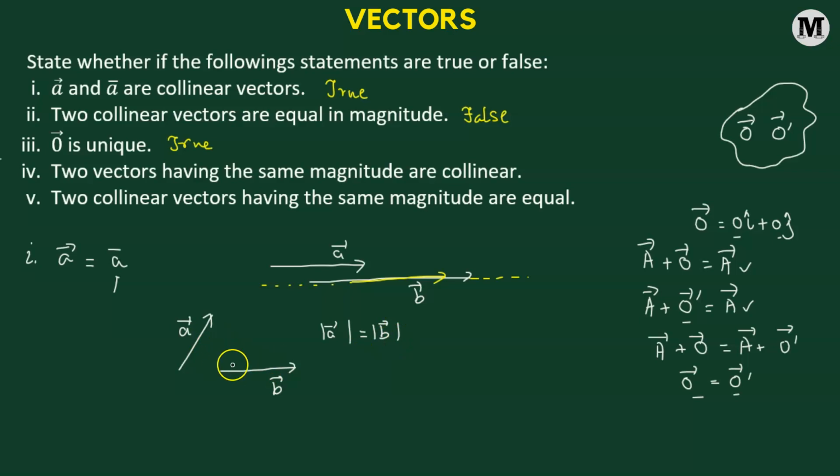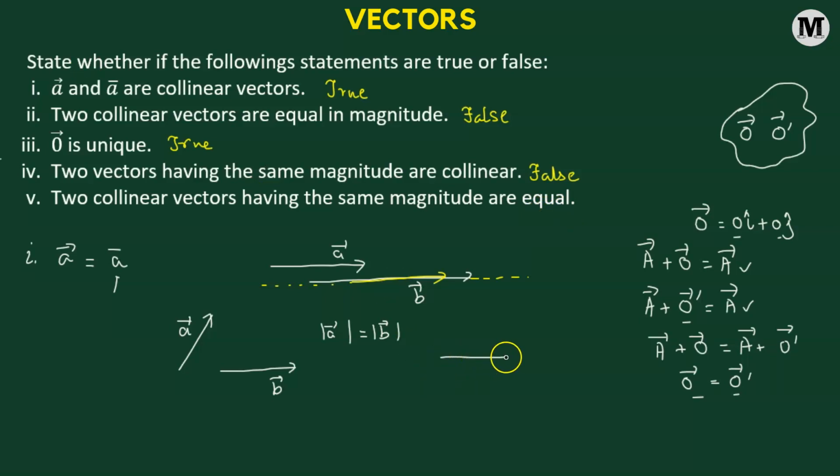Now, by no means are these two vectors collinear. That means they don't have the same parallel support. So in this situation, even though the two vectors have the same magnitude, we cannot say that they are collinear, which means that statement number 4 is a false statement. Coming to the fifth one, we have now two collinear vectors. They have the same magnitude. Are they equal? Now this is a slightly tricky question.